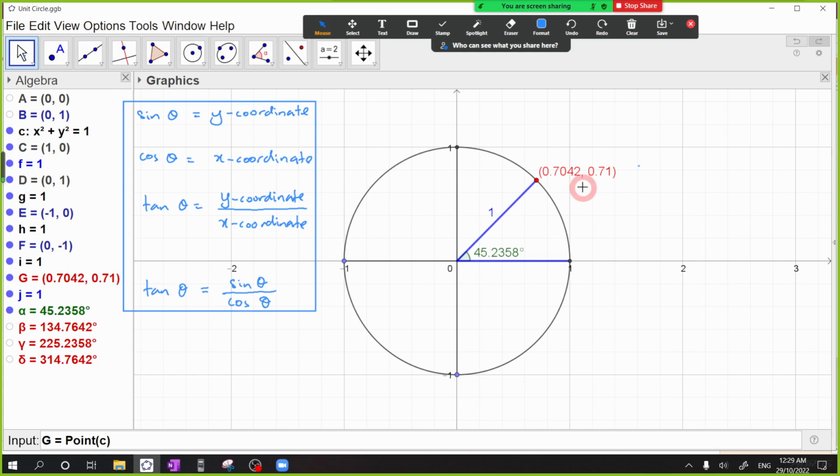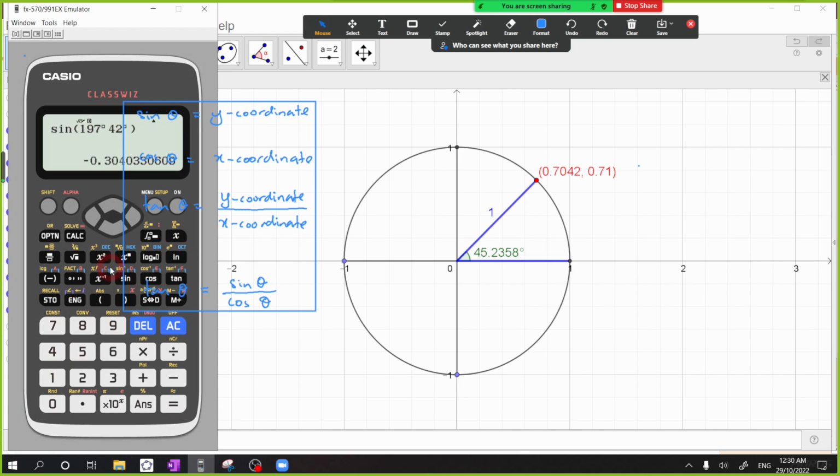Now, according to what I told you just now, sine theta is equal to the y coordinate, right? This means that sine 45.2358 degrees is equal to this. Okay, let's use our calculator to check. Sine 45.2358 degrees. 0.7100 and something. Okay, here it is all rounded off to 4 decimal places.